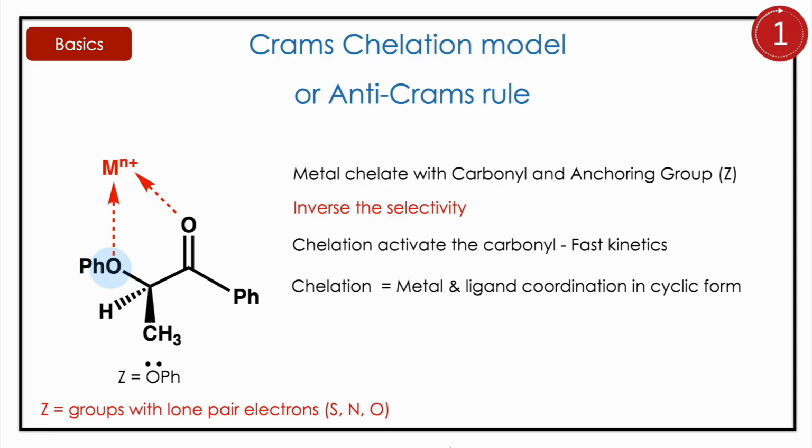Then the important variation, the Cram chelation model. What is that? Suppose you have a Z group, that is a chelating group, basically a ligand, present in the alpha carbon which can coordinate with the metal. So it will invert the selectivity as well as improve the kinetics of the reaction. Why? Because the carbonyl can be activated by the Lewis acid and metals. So activation happens, and anti-Cram's rule is followed. In anti-Cram's rule, you have the table exactly opposite to Cram's rule.